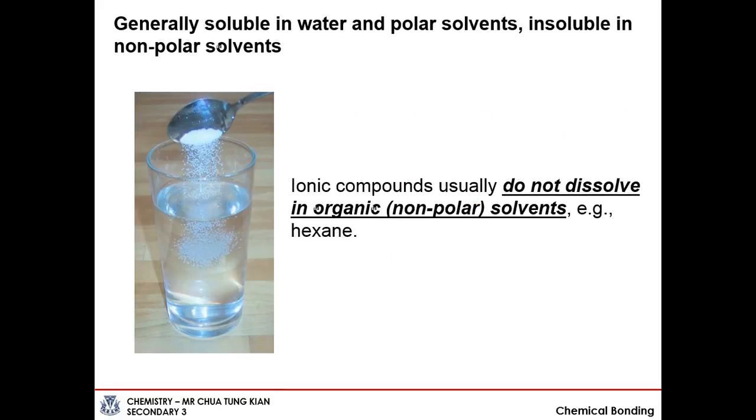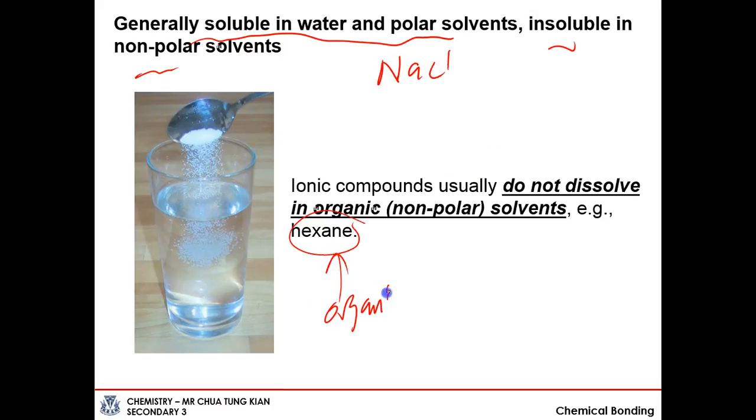Just a quick one over here. Ionic compounds are generally soluble in water and polar solvents. NaCl, for example, is soluble in water. They are insoluble in organic solvents, for example, hexane. This is an organic compound. This is also a hydrocarbon. A hydrocarbon is made up of only hydrogen and carbon. So hexane is a hydrocarbon. What is the structure of hexane? Watch the Organic Chem series videos to find out more. This is in the topic of alkanes.